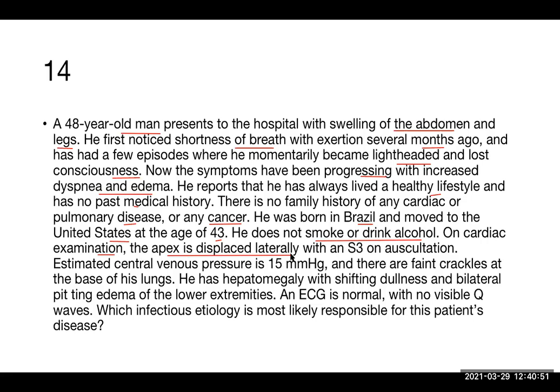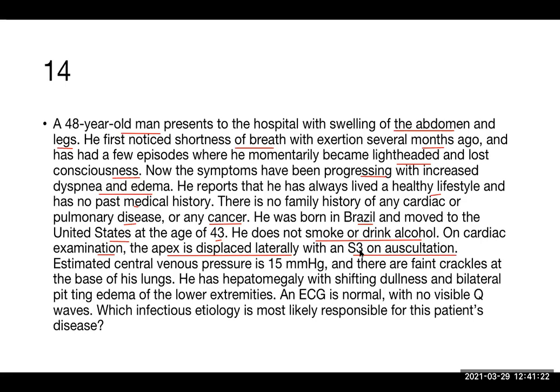Absolutely correct. Just to revise ourselves, I've been asking this type of question, but I'm sure many students know this. On the left side, inside the mid-clavicular line, on the fifth intercostal space is the apex. So the apex is displaced laterally here. With an S3 on auscultation, the third heart sound is present.